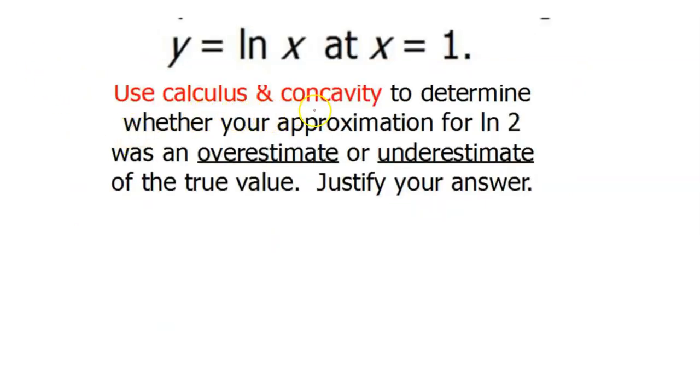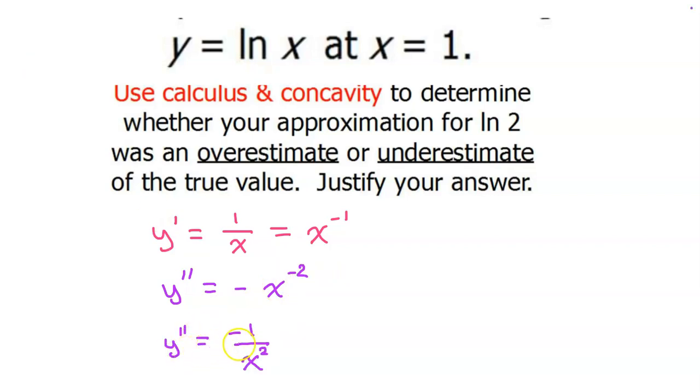Let's use calculus and concavity to determine whether your approximation for natural log 2 was an overestimate or an underestimate of the true value. Justify your answer. Our analysis will be based on the second derivative, but first y prime is equal to 1 over x, which can be written as x to the negative 1 power. So now we can see that the second derivative, y double prime, is negative x to the negative 2 power. y double prime can be written as negative 1 over x squared.